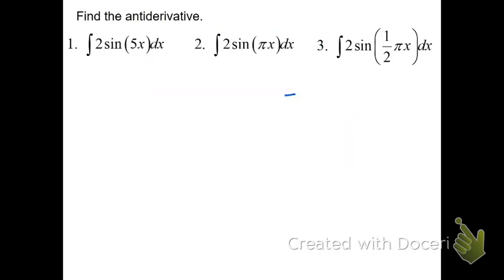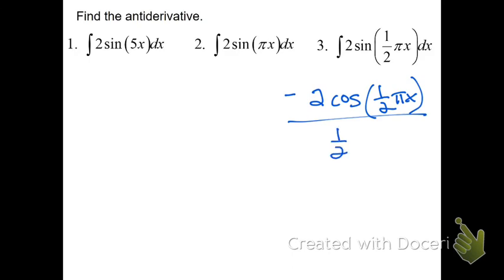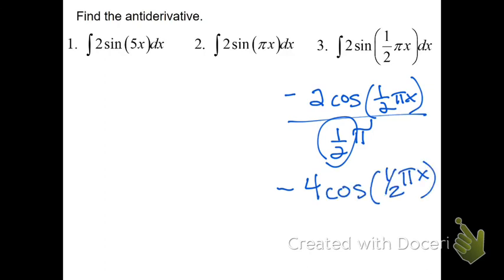This is going to be negative 2 cosine of, leave the inside the same, divided by the derivative of the inside. So we're going to divide by 1/2 pi. Now when you divide by 1/2, you're going to multiply by the reciprocal, and that's actually going to turn that into a 4 on top. And pi stays on the bottom.